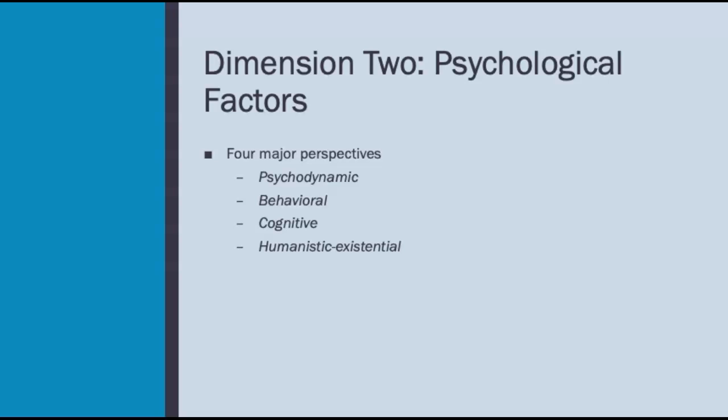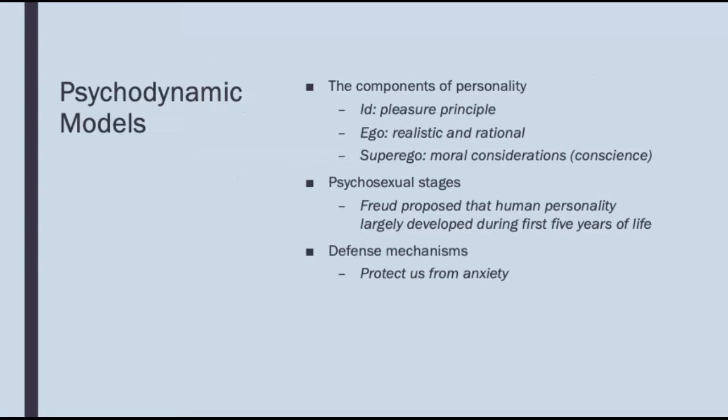Dimension 2, psychological factors. So 4 major perspectives: psychodynamic, behavioral, cognitive, and humanistic or existential. Psychodynamic is really, we're looking at Freud's psychoanalysis and how he looks at the id, ego, and superego. We're not going to dive super in depth into these different models, but it's just important to know that these are some of the most influential models for the psychological factors.